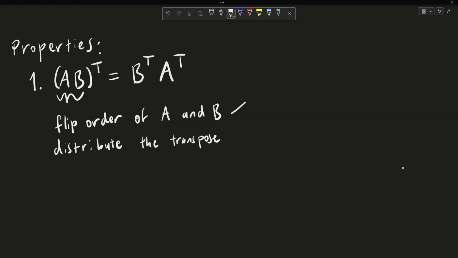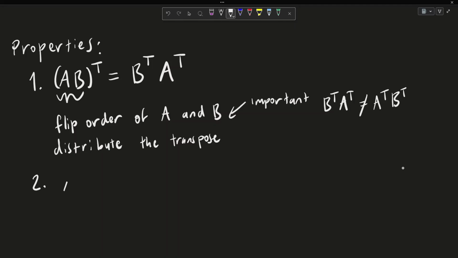And again, it is important that you flip the order because matrix multiplication is not commutative. So B transpose A transpose is not equal to A transpose B transpose. These are not equal.